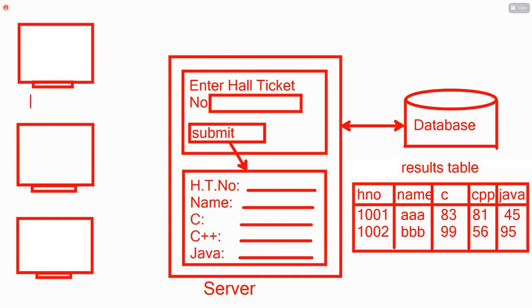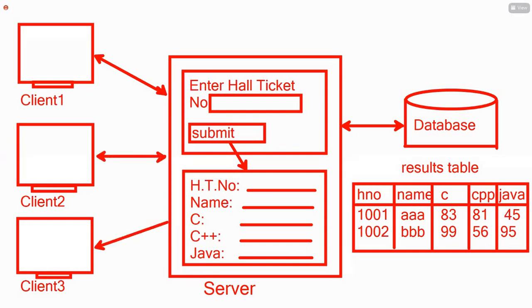Suppose here client 1, client 2, client 3. These clients are communicating with the server. These clients are nothing but browsers.